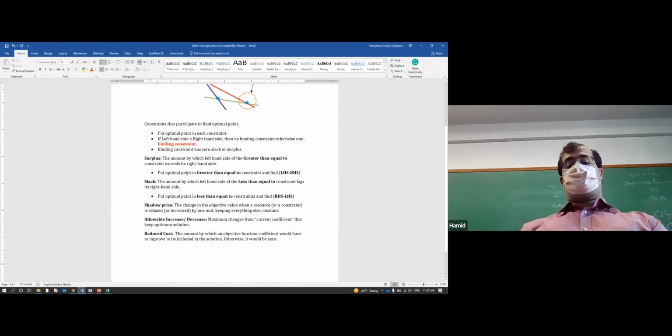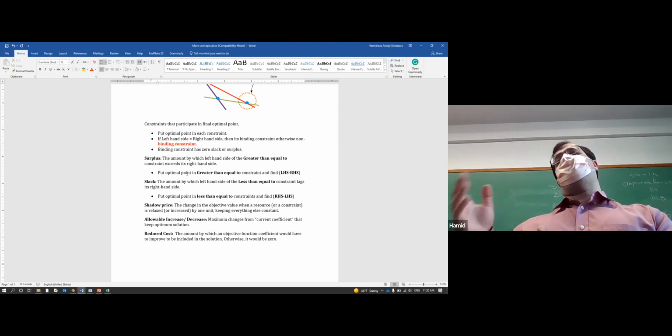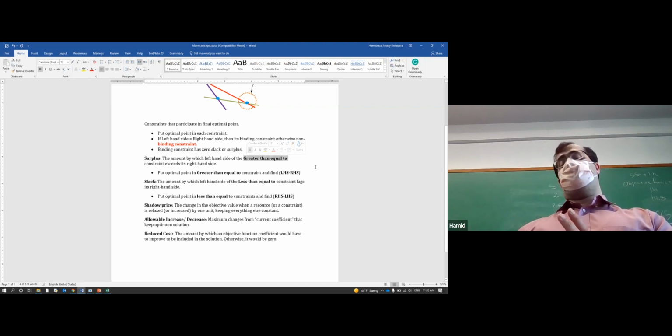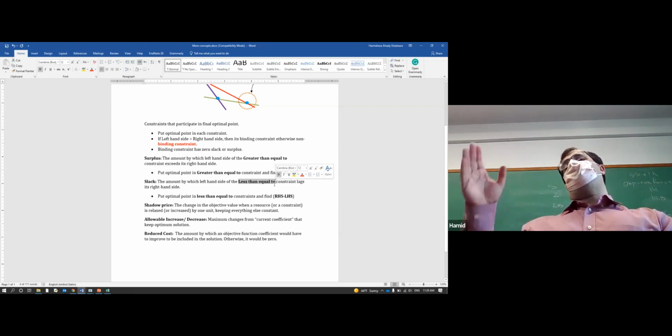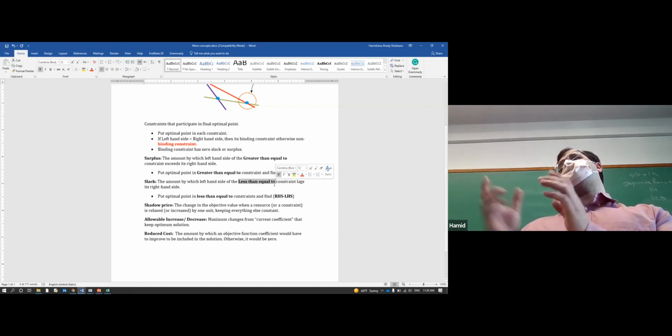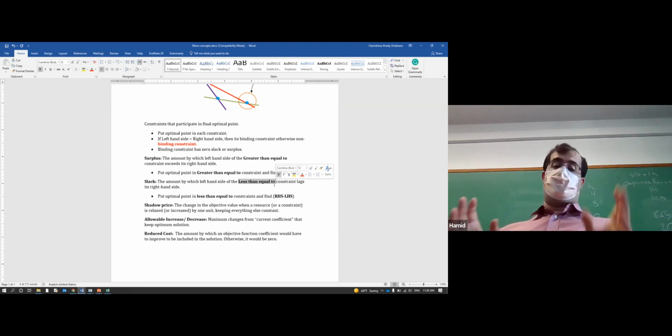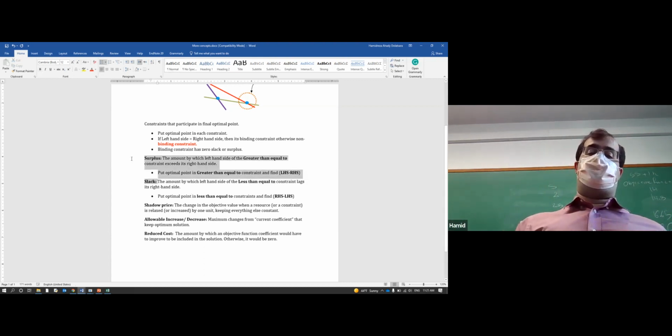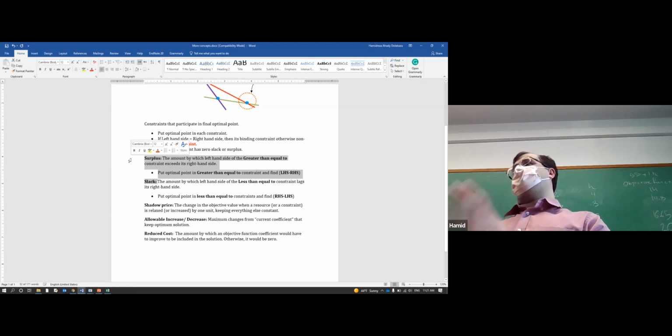So basically, when you have greater than or equal, in almost all software, if your left-hand side is more than the right-hand side, they call it surplus. This is for the greater than or equal sign. If it's a less than or equal sign and your right side and left side are not equal, the difference would be slack. But again, Excel doesn't differentiate these two. All the differences between right and left side are called slack in Excel.